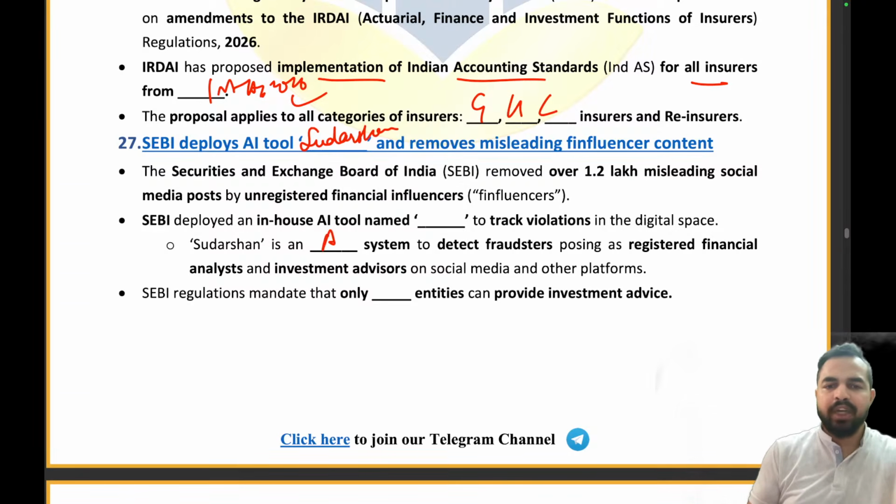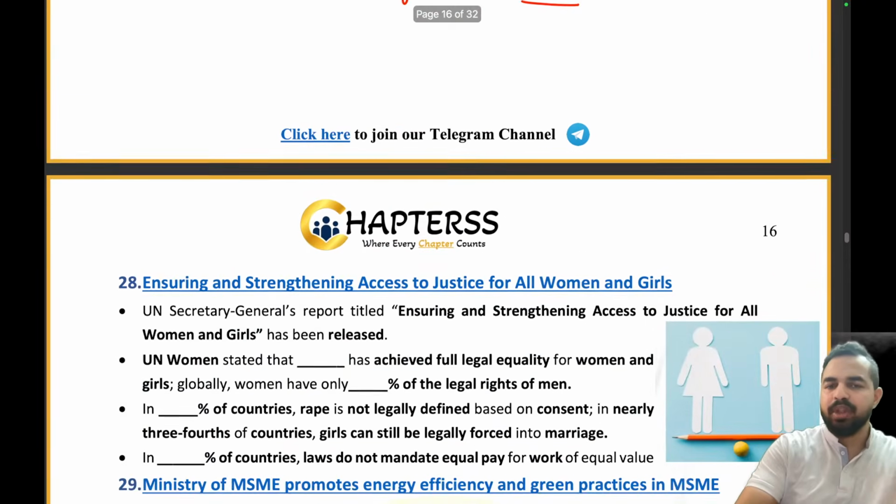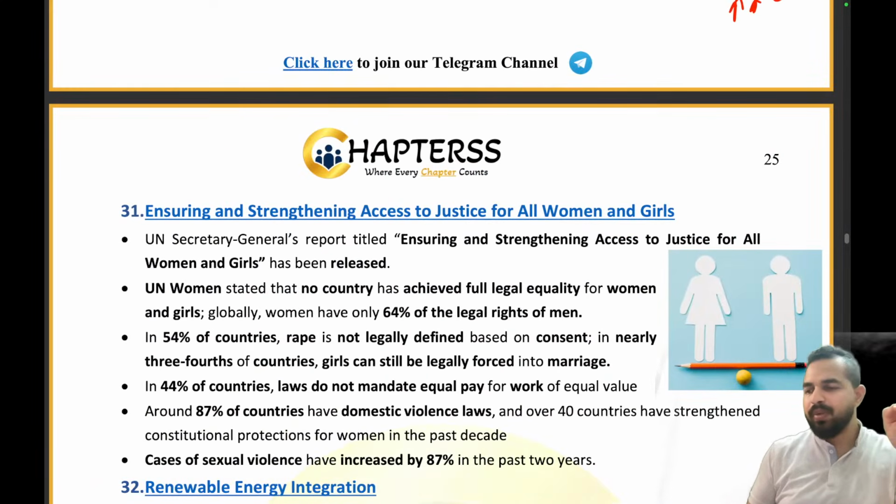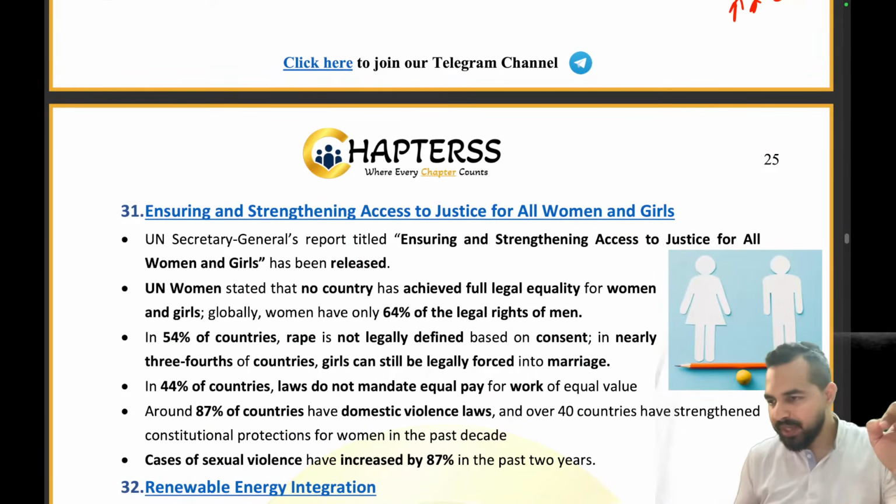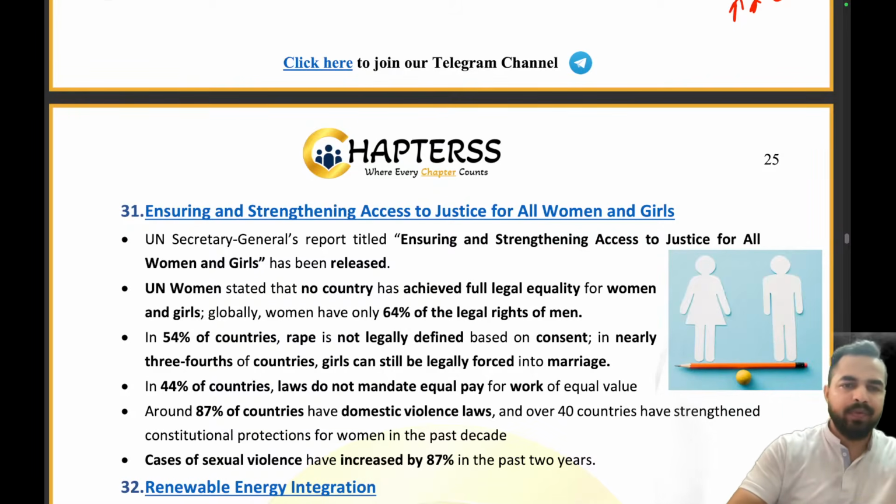Sudarshan is an artificial intelligence system tool to detect fraudsters posing as registered financial analysts. SEBI regulations mandate that only the registered entities can provide investment advices to the people. Clear to everyone? So I can see in the chat box ABC, Harshal, Material, Share, Upasna, Kashish, Kavya, Sejagu, Material, Share, all the people have given me the right answer. Well done, everyone. Well done.